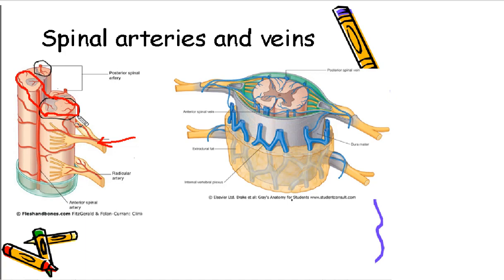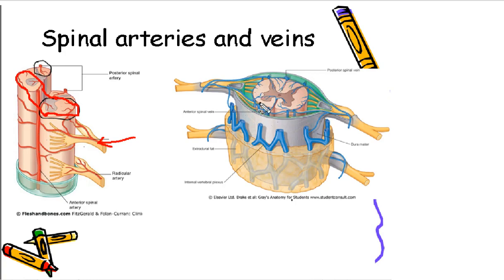Now the veins follow these arteries and emerge from the intervertebral foramen, but instead of having one anterior spinal vein and two posterior spinal veins, we actually have six longitudinal channels, two in the midline, and then four laterally, two on the posterior side and two on the anterior side. And they form a kind of circle around the spinal cord where they anastomose with each other.